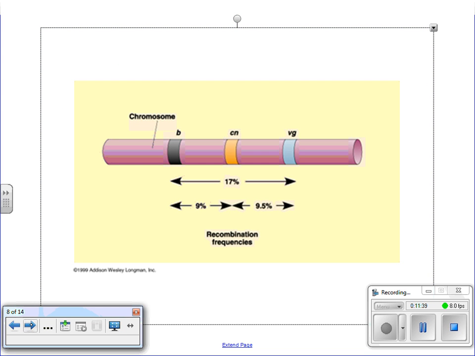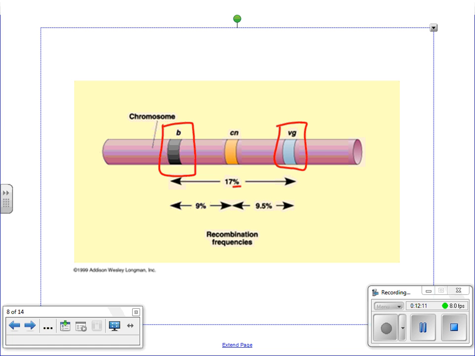And when they looked at the chromosome and actually mapped it out, they could eventually figure out that black was 17% likely to cross over with vestigial wing. So that meant that it was 17 genetic map units apart. Now, that's kind of an artificial way of measuring, but it's just what those scientists developed as a way to figure out how to actually map out multiple genes on a longer chromosome.